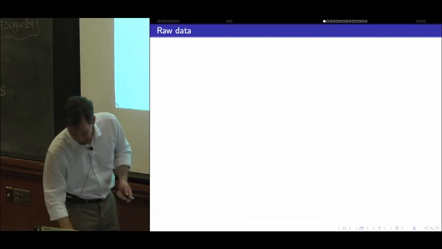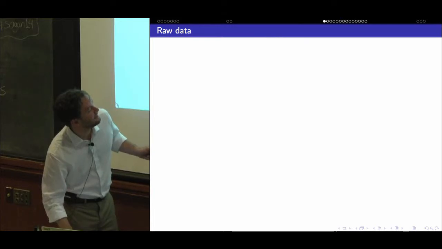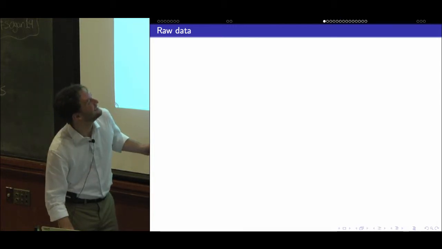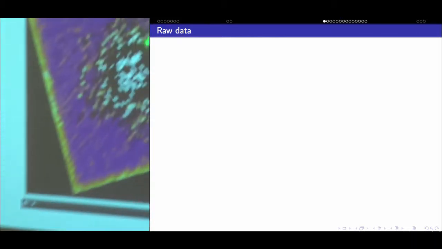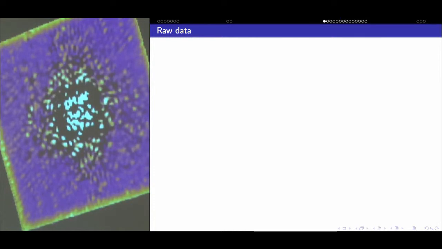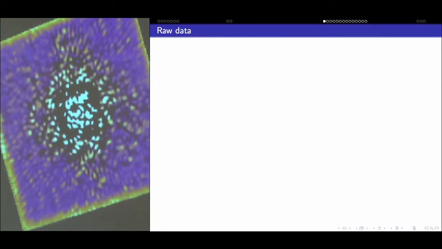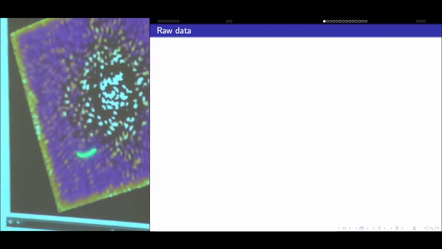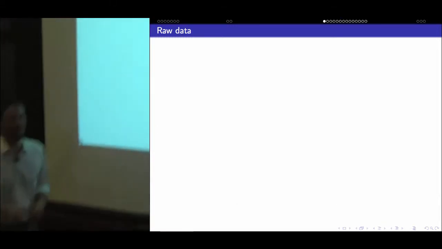HR 8799 b is here. It doesn't move. And c is here. It doesn't move. Sorry? This is H-band. And d, there is no way to see it, it's somewhere here. It's somewhere in these blobs, but you don't see it in the raw image.